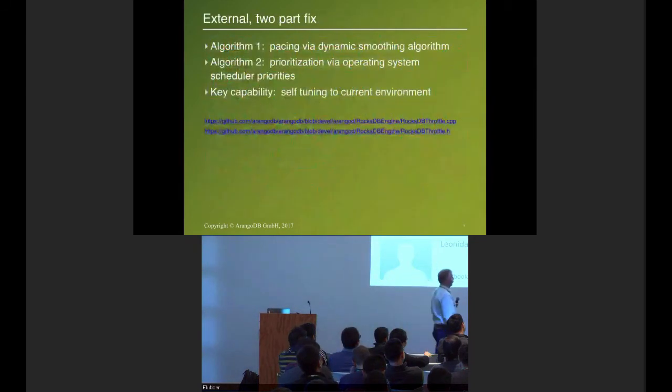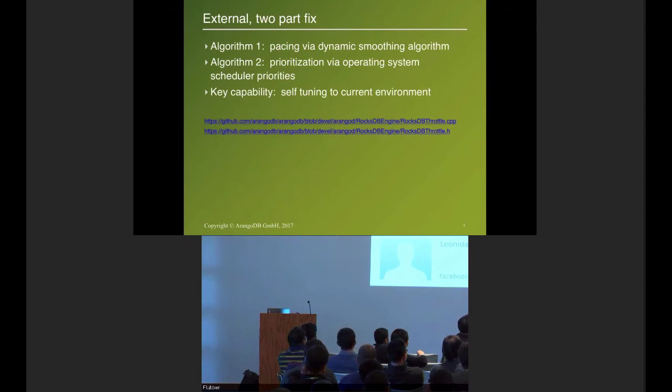All right. We have an external 2-part fix. The main thing is we needed this in a hurry, and we weren't ready to commit to our own fork of RocksDB, and so we did it outside. If you want the code, here it is. And most of the documentation is in this one, the rocksdbthrottle.cpp.